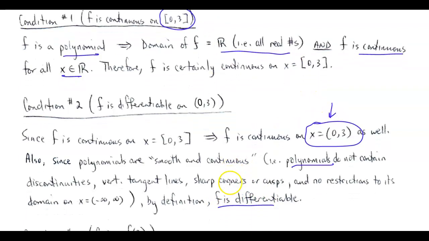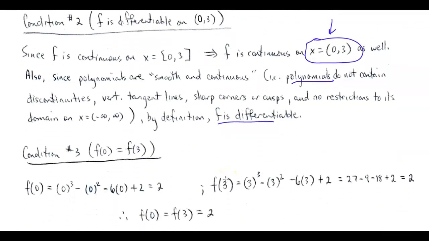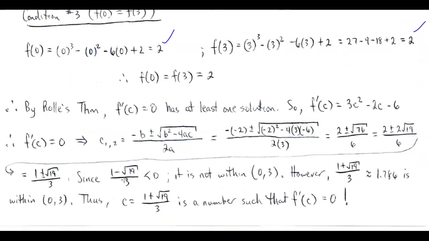Now, condition 3 is the easiest of the three. We just verify that f of 0 and f of 3 are equal to each other. And we see that that's the case. So we know that we have a function that meets all 3 conditions of Rolle's theorem. Because of that, we are guaranteed to have a solution to this particular equation.